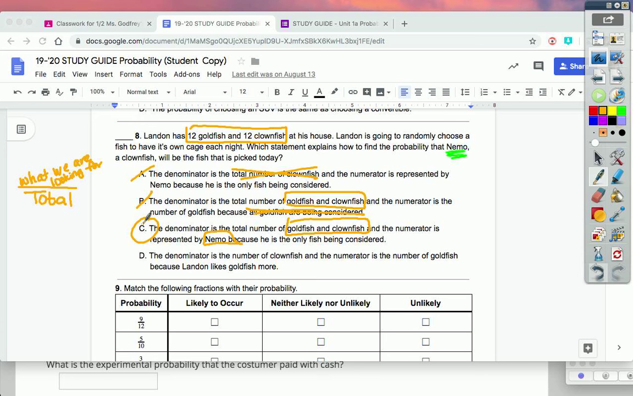Let's look at the last one just to cancel it out. The denominator is the number of clownfish. Nope. The denominator should be the total number of fish. That is incorrect. So this one is wrong as well. So C is our correct answer, and I did my justification on my paper. And also this part is incorrect. The numerator is the number of goldfish. That is incorrect. It should have been Nemo because that's what's being considered. Any questions with this one?